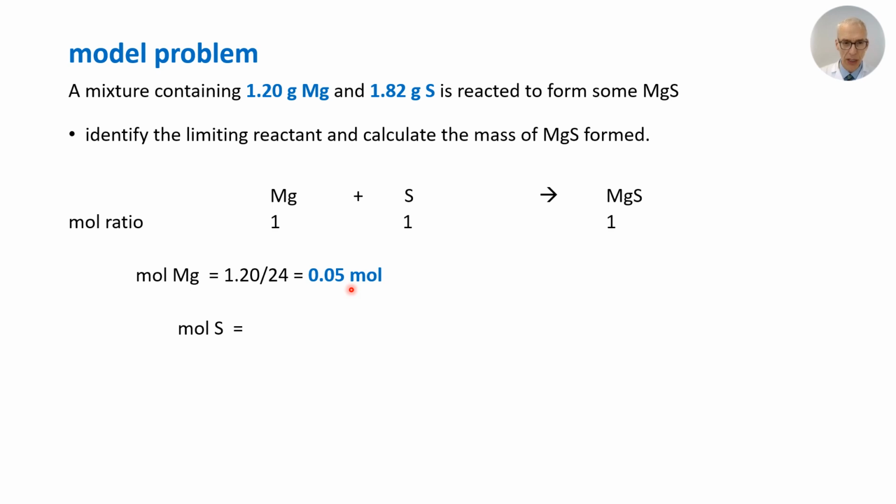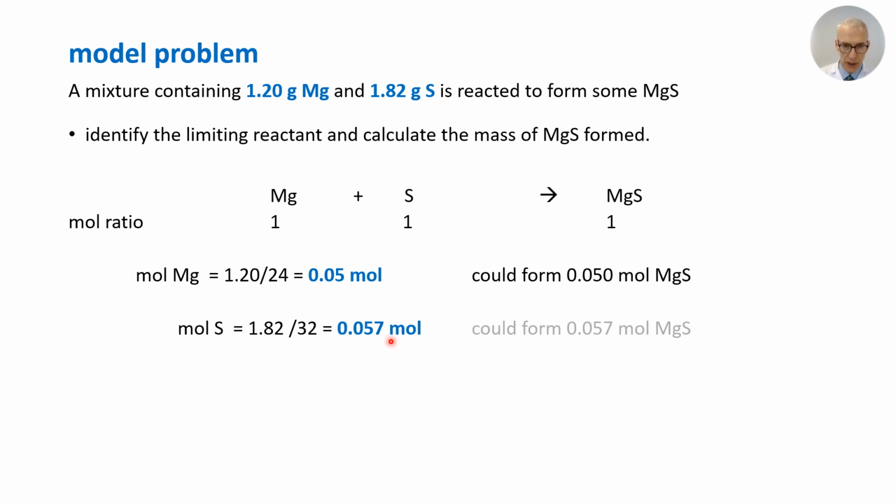But how many moles of magnesium sulfide could be formed from 0.05 moles? Well, it's a 1:1 ratio, so that would be 0.05 moles of magnesium sulfide. Now we need to repeat that process for sulfur. 1.82 grams divided by 32 gives us 0.057 moles. That could form 0.057 moles of magnesium sulfide.